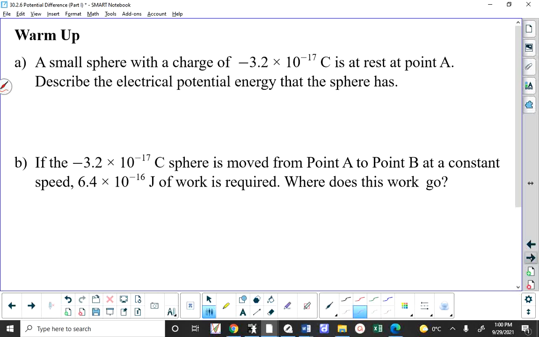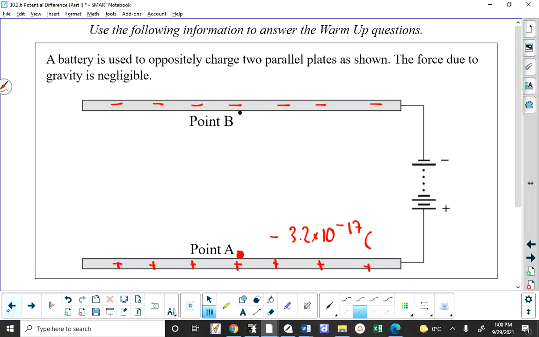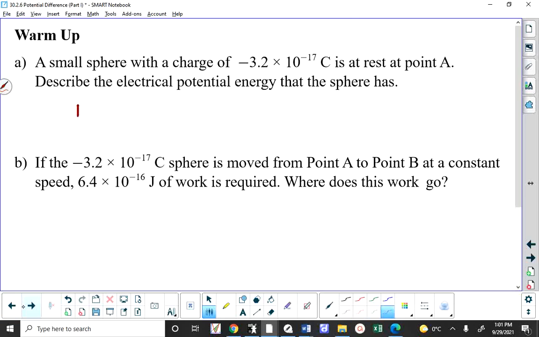So the question is, when we have this negative sphere at this location, how would you describe its potential energy? Now, it's potential energy because of electric forces, not gravitational. But since it's negative and it's at rest against a positive plate, it has no electrical potential energy. It's like having a ball at the bottom of a hill. It's where it wants to be. So the answer to this question is the electrical potential energy at that point is 0. Now, you've studied gravitational potential energy. You've studied elastic or spring potential energy. We haven't looked at this yet.